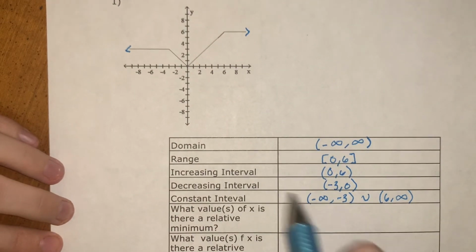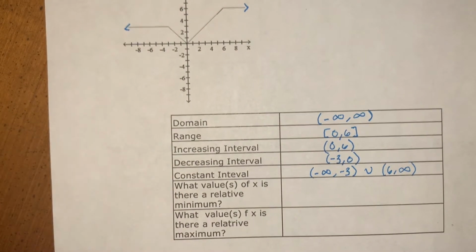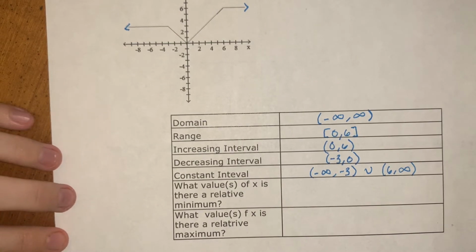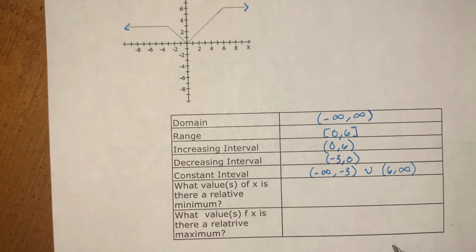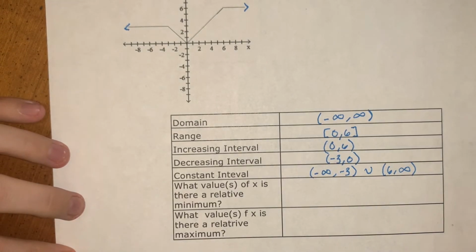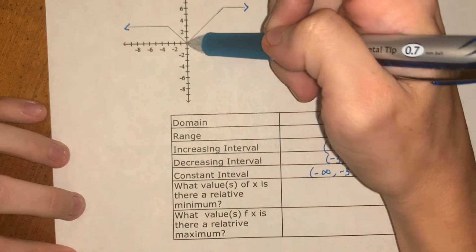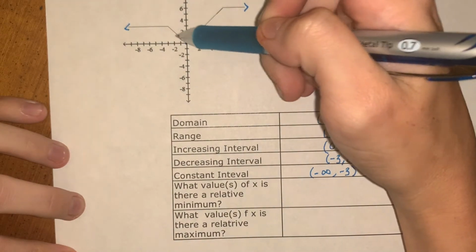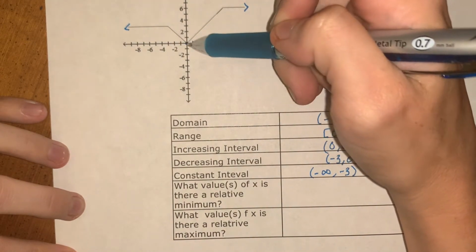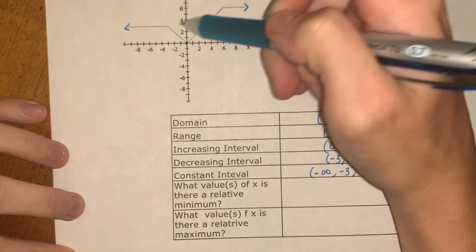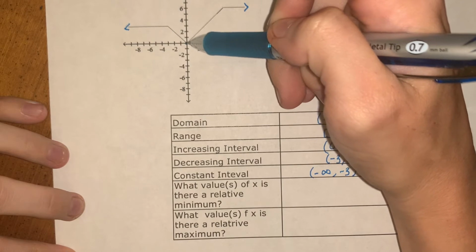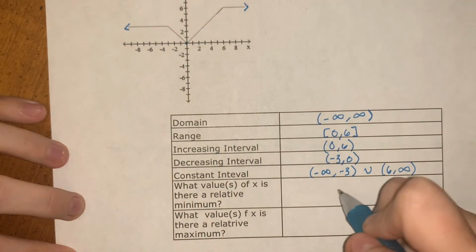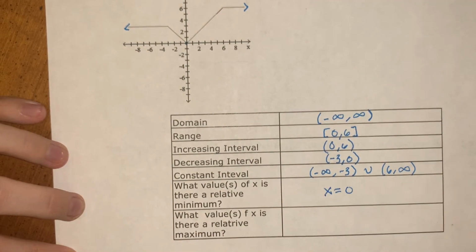All right, what values of x is their relative minimum? So relative minimum is like going from decreasing to increasing. Where do we see that? We see that right here, right? At this x value, it goes down and then up. So a valley is our minimum. So what value of x is the minimum? We see it is at the origin, so when x is 0.